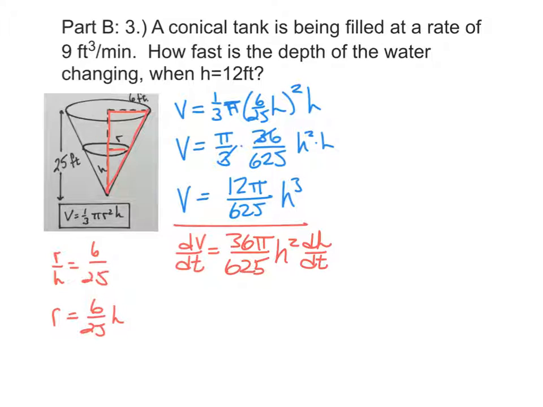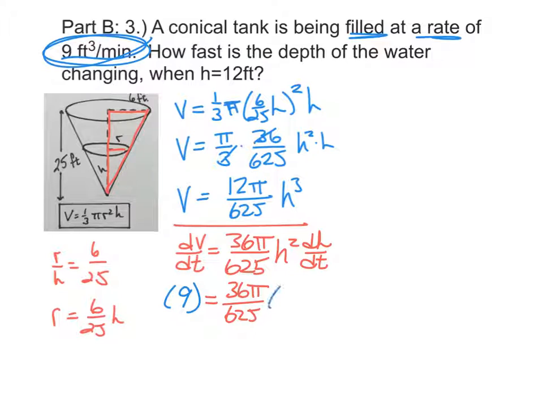And we can just start plugging some values in. We know what dV/dt is because in the beginning it says the conical tank is being filled at a rate of 9 cubic feet per minute. Because that's cubic feet, that's how we really know that it's volume. So going back to my formula, we'll have right here 9. It's positive because the height is getting bigger, the volume is getting bigger, everything's increasing, so that's why it's a positive 9. We'll have 36 pi over 625, and the height. It says specifically when the height is 12, so I'm going to put in 12 right there.